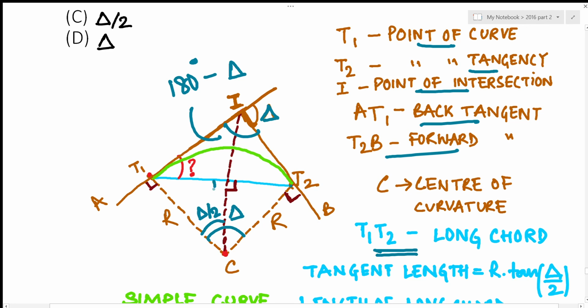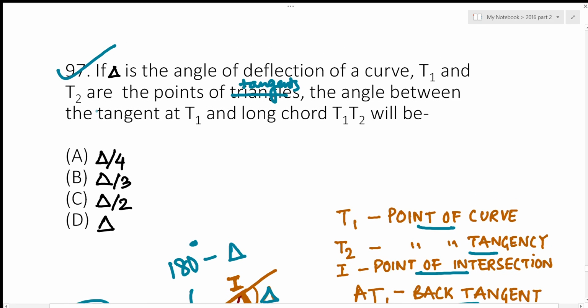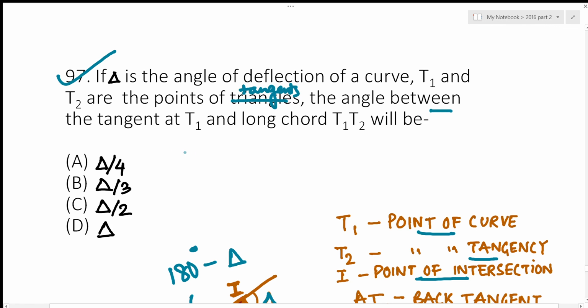Now this is 90 degree, this is delta by 2, so this angle should be 90 minus delta by 2. If this is 90 minus delta by 2 and this is 90, so this angle which we are required to find should be delta by 2, right? So the answer for this particular question is the angle between the tangent at T1 and long chord T1 T2 should be delta by 2.